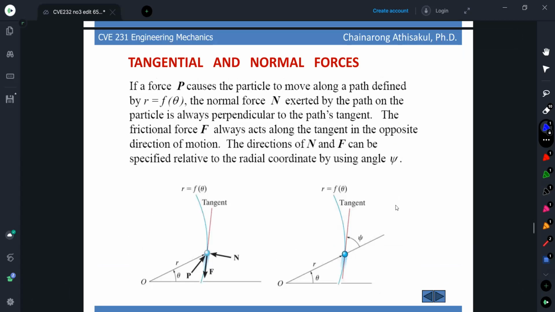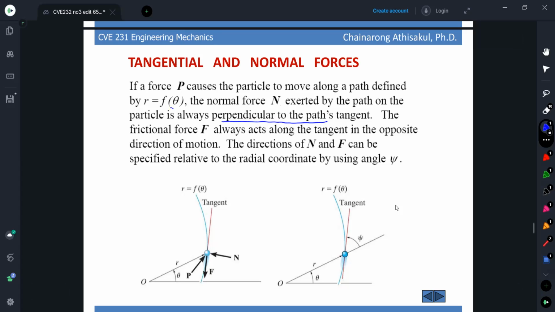We will consider the normal and tangential force that is acting along the path. So if force P causes the particle to move along the path defined by r equals f of theta, like this, we know the path in polar coordinates. The normal force N exerted by the path on the particle is always perpendicular to the path. It may not be in the same direction as r.